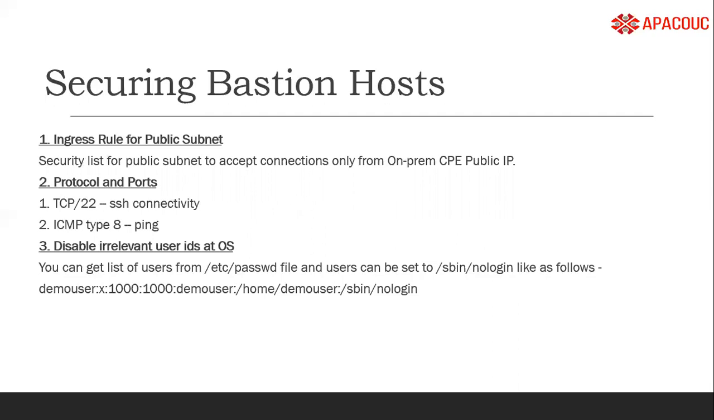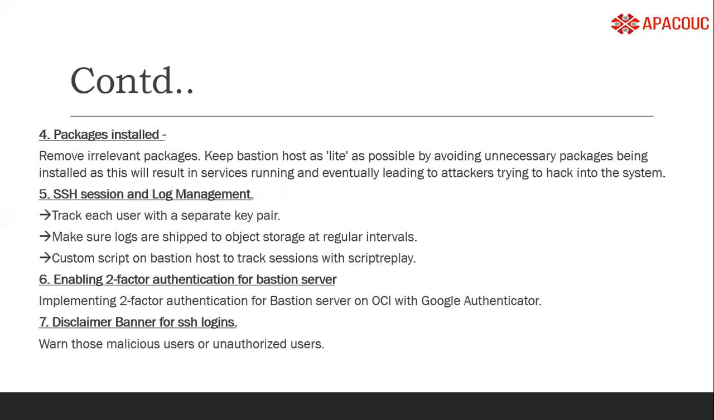On the Bastion server, we'll make sure that we disable unnecessary and irrelevant users. We'll keep a count of the list of packages being installed so that we don't have any unnecessary or irrelevant packages lying on the Bastion server. It is important to track the SSH session logs, and we need to make sure these logs are shipped to OCI buckets, or OCI object storage, at regular intervals, so that we can investigate further if the Bastion server itself is compromised.